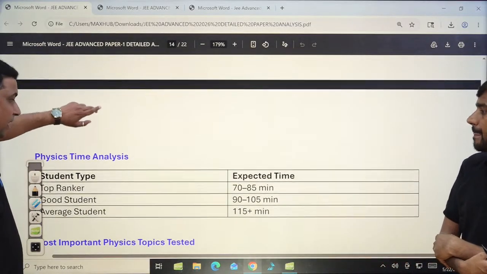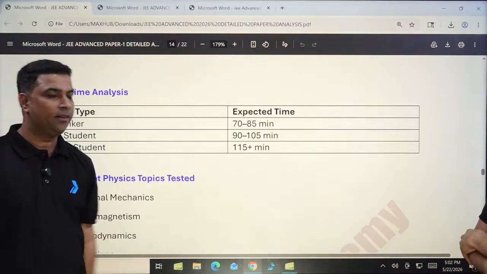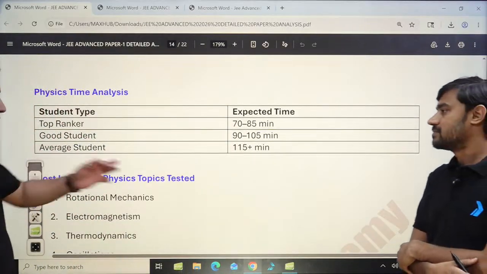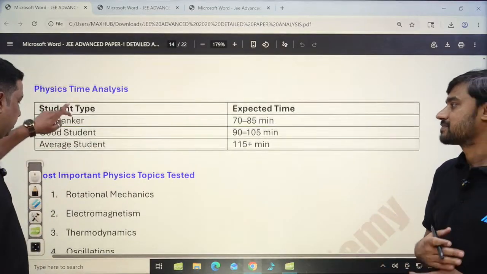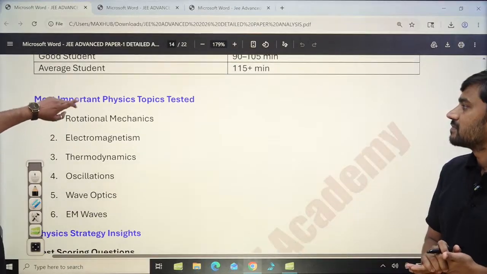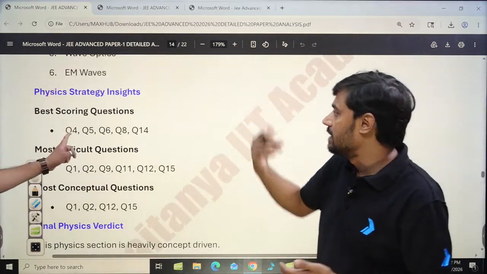Okay, sir. So again, student-wise analysis: a top ranker can solve this paper in 70 to 85 minutes, a good student can solve it in 90 to 105 minutes, and 115 plus minutes are required for average students. These are the important topics regarding physics: rotational, electromagnetics, wave optics, EM wave.